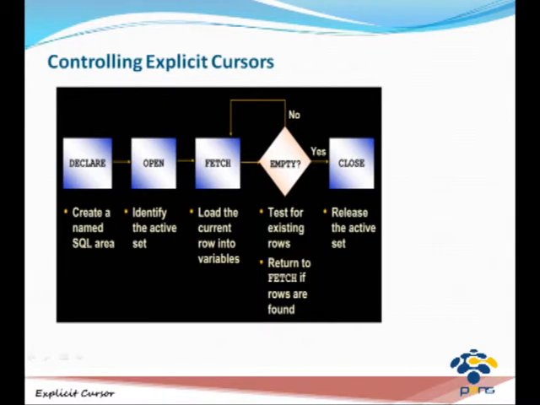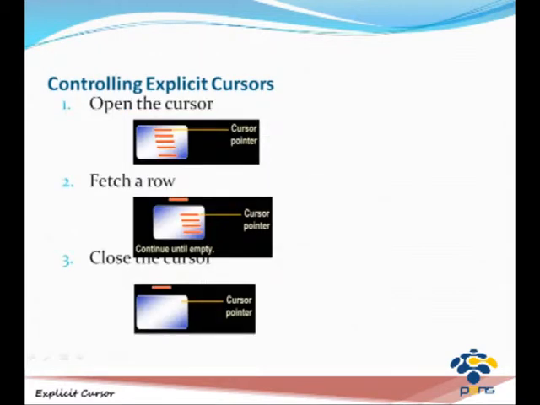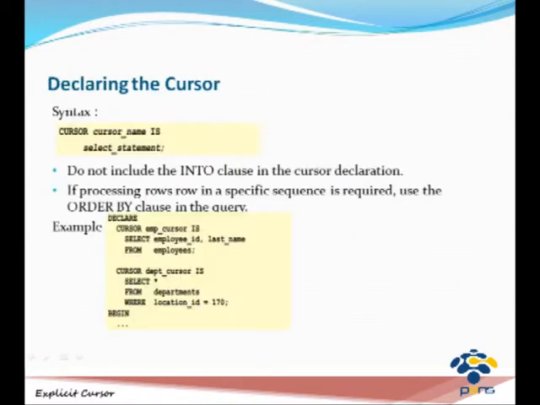and this is the process of controlling an explicit cursor. First is create a named SQL area, identify the active set, load the current row into variables, and test for existing rows, return to fetch if rows are found, and release the active set. Controlling the explicit cursor is: first open the cursor, second fetch a row, third close the cursor.